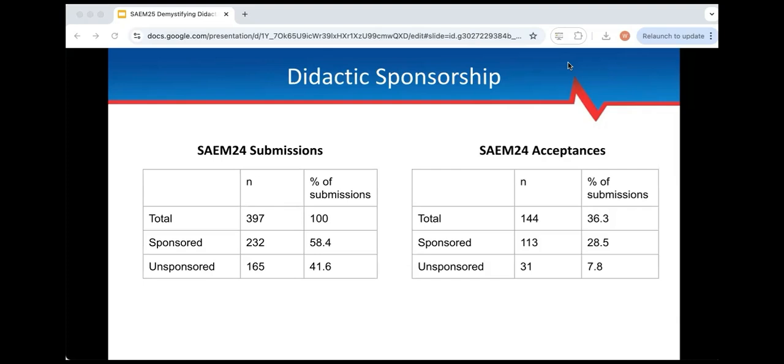Great. No, definitely not. And as you can see from this slide where we have the data, if a group is sponsored, they're actually more likely to get accepted. And how you structured things, where you created groups and put in the thought and the hard work to ensure that these didactics are really impactful, plays a huge part in the value of the didactics that are submitted.